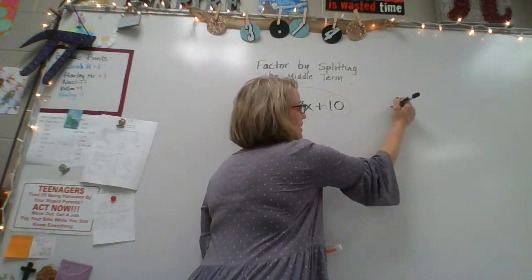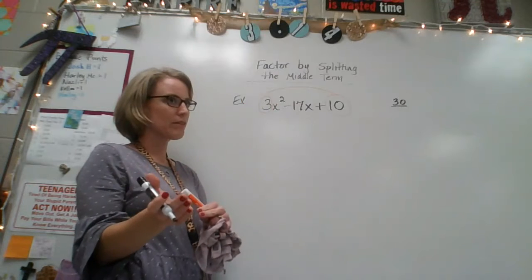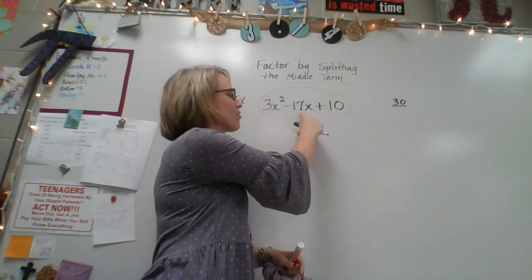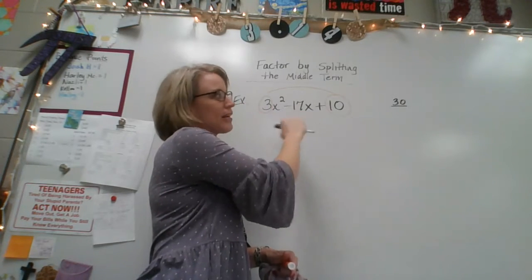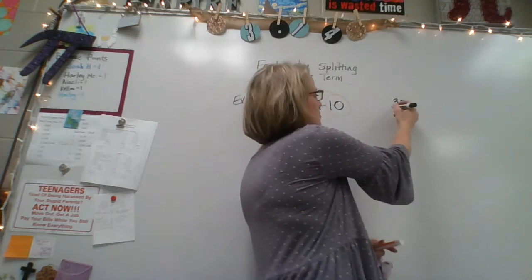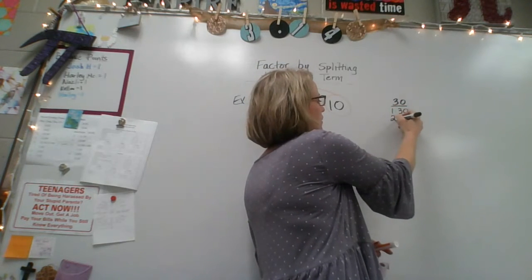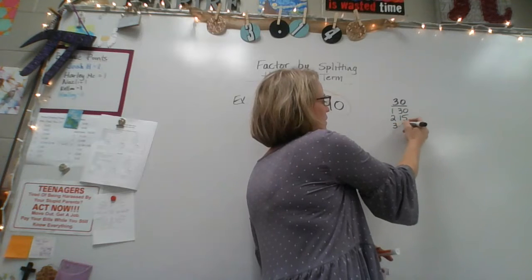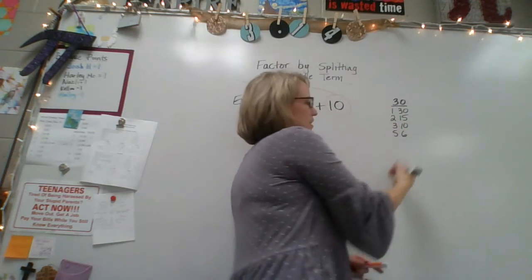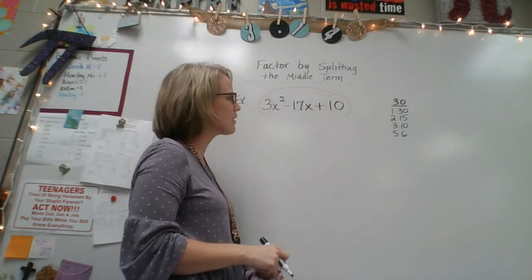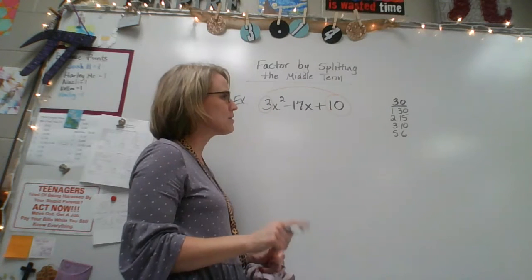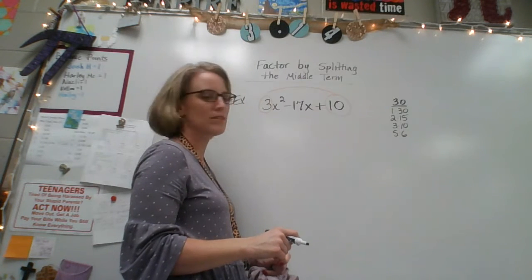So what we're doing is thinking about the factors of 30 that would add or subtract to be our middle term coefficient, which is negative 17. There are lots of things that multiply together to give you 30. I'll list as many as I can think of quickly. Okay, and that's all of them, I believe. We're trying to get a negative 17.